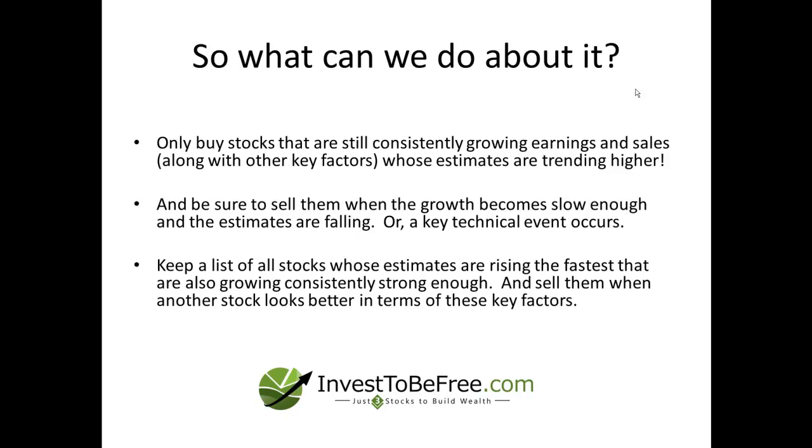So what we need to do is keep a list of stocks whose estimates are rising and who are growing consistently strong enough. And then you sell these stocks when another stock comes along with better factors, with better growth, with more consistent growth, and with estimates that are trending higher.